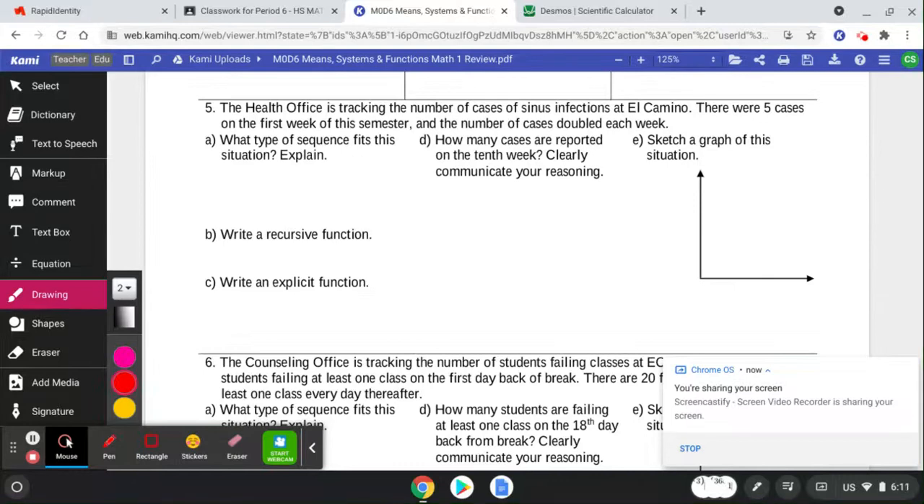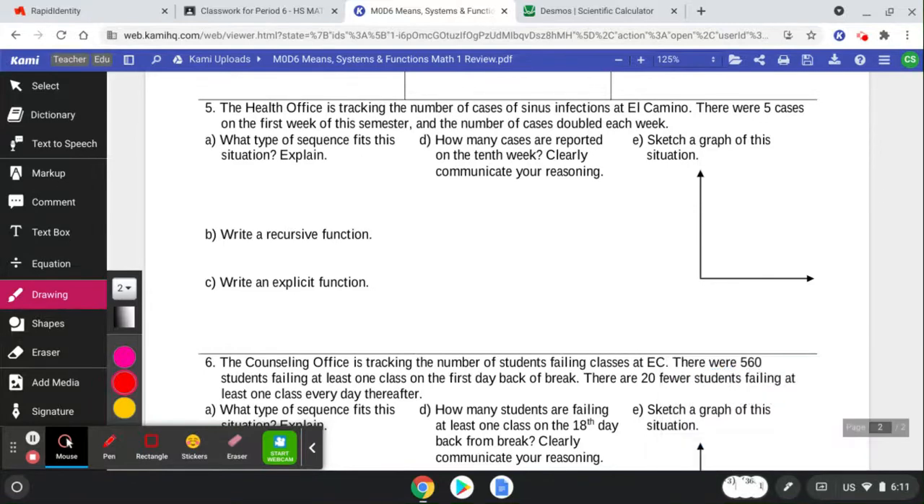Okay, so number 5 is a context-based word problem for one of our sequences. Let's see what's happening here. The health office is tracking the number of cases of sinus infections at El Camino. There were 5 cases in the first week of the semester, and the number of cases doubled each week. So what type of sequence fits this situation? We're choosing between arithmetic and geometric.